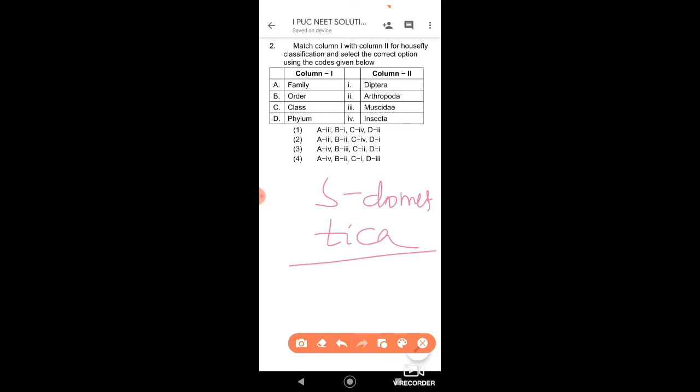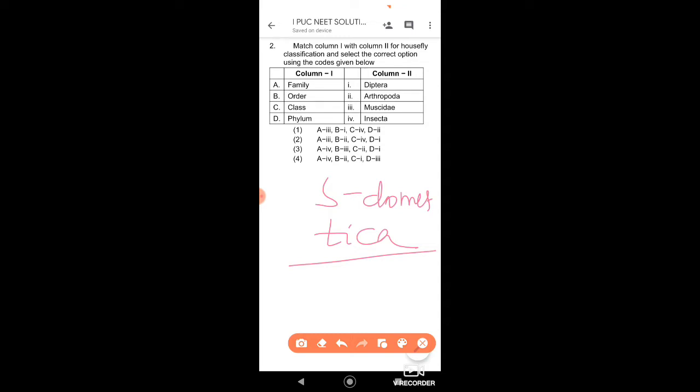All right, just let me repeat. Kingdom it belongs to is Animalia. Then the phylum is Arthropoda. Class is Insecta. Order is Diptera. Family is Muscidae. Genus Musca and species Domestica. So you can match here now. You know the complete classification hierarchy. Accordingly, you can select the given option.